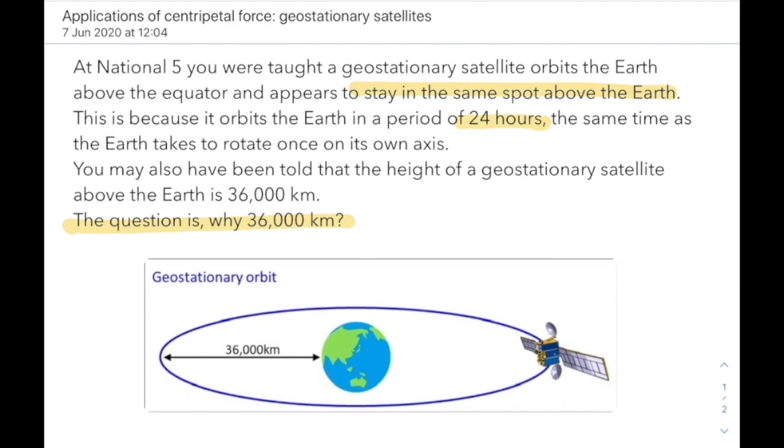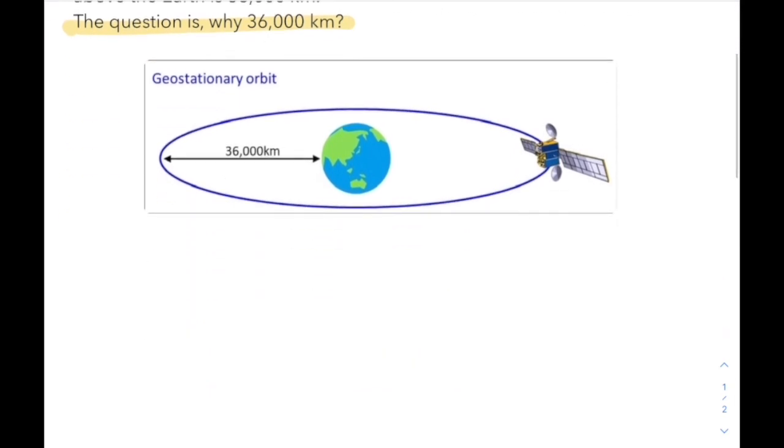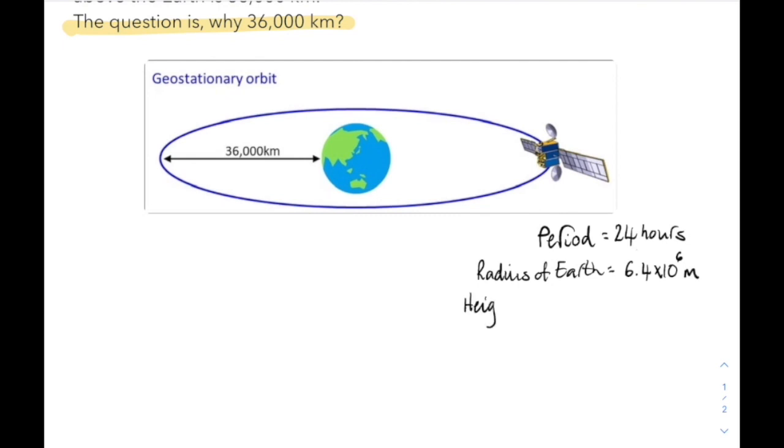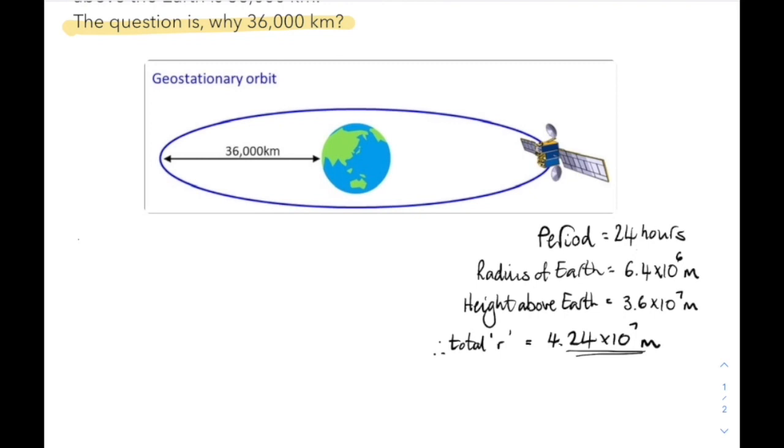Well, let's see if we can use our work on centripetal force to answer that question. So firstly, the period of a geostationary satellite is 24 hours. The radius of the Earth is 6.4 times 10 to the 6, and the height above the Earth's surface of a geostationary satellite is 36,000 kilometres. That's 3.6 times 10 to the 7 metres. Now if we add those two distances together, we'll get the total radius at which the geostationary satellite is orbiting, and that's 4.24 times 10 to the 7 metres.